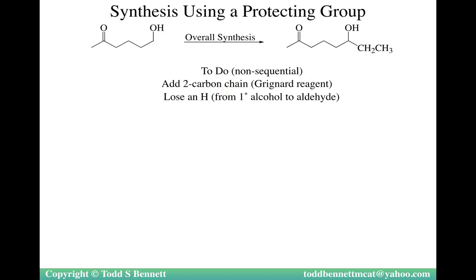Okay, but I have two functional groups, and if I want to do a Grignard here, I've got to convert this into something reactive. Problem is, this is already reactive with the Grignard. So I have to protect this group first. So I have to protect it, and then I have to get the compound back to the way I want it, so I need to deprotect.